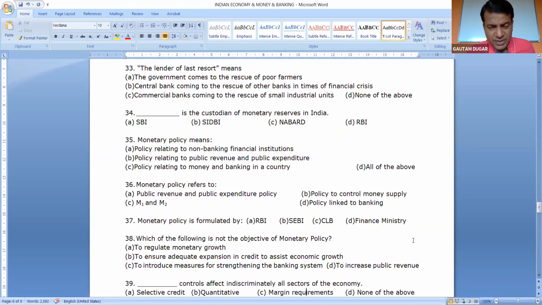So this is just sample questions we liked that I think we should discuss. Like monetary policy. Monetary policy, who brings it out? RBI does issue the monetary policy.